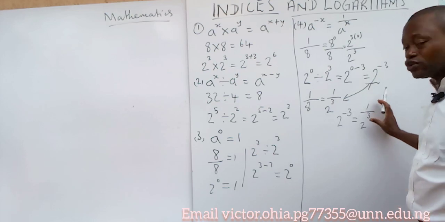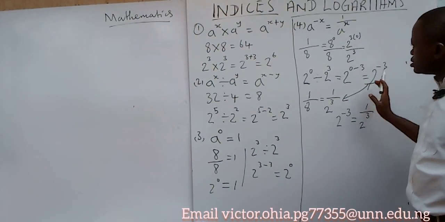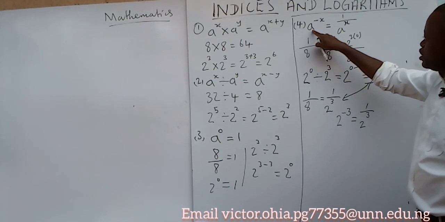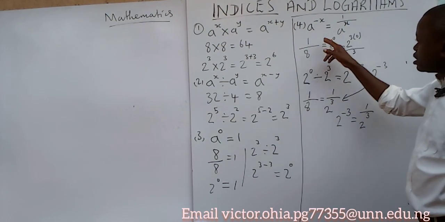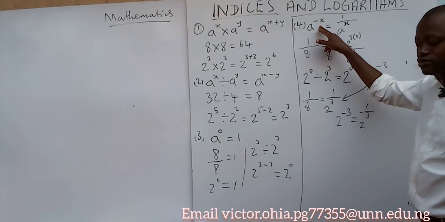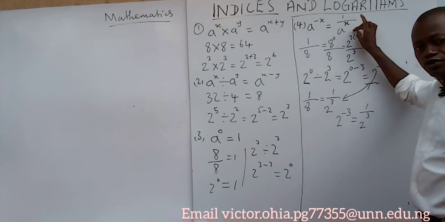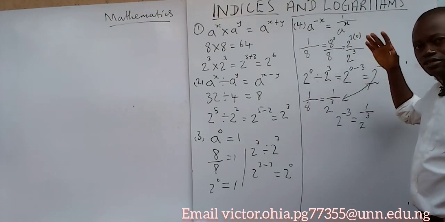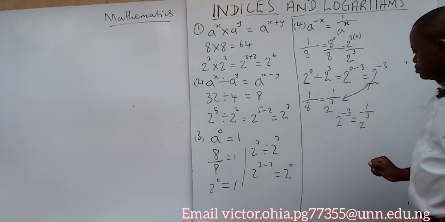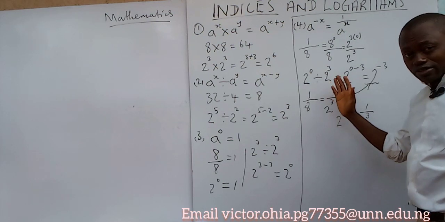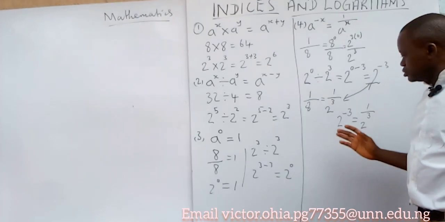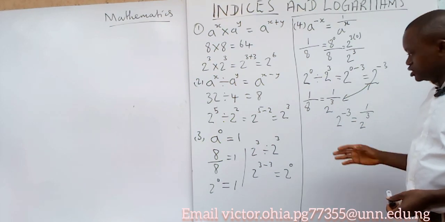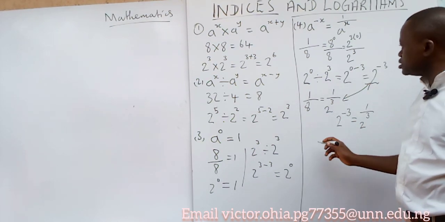So we have comfortably been able to show that anytime you have a term that is raised to a negative power, it is equal to the reciprocal of its positive index. It is very, very clear. So you can see that the explanation is very clear. I don't think there's any argument, except if you have something else. I don't think there is.